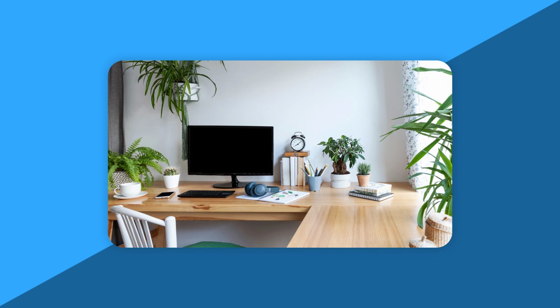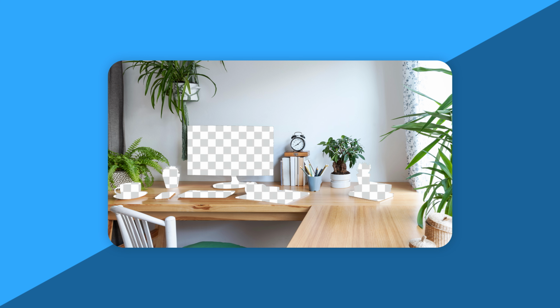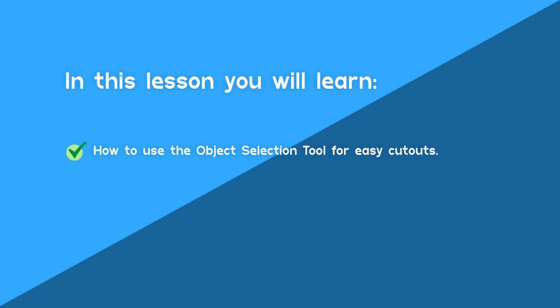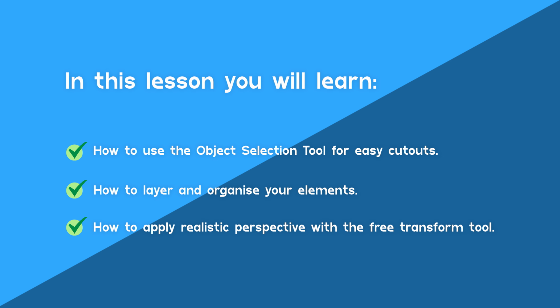In this lesson, you'll learn how to turn a cluttered desk image into a clean, organized scene by extracting objects, replacing the background, and rearranging everything freely in Photoshop. We'll walk through using the Object Selection tool for easy cutouts, how to layer and organize your elements, and how to apply realistic perspective with the Free Transform tool.